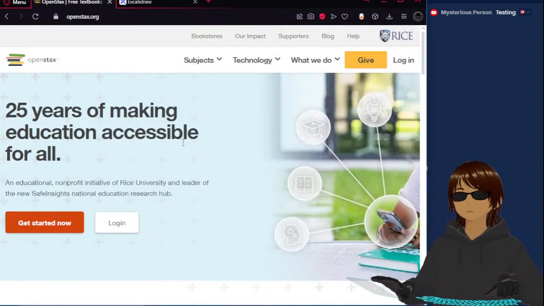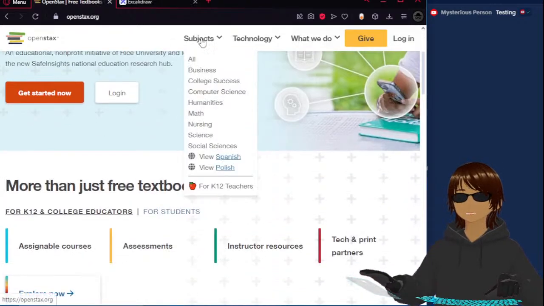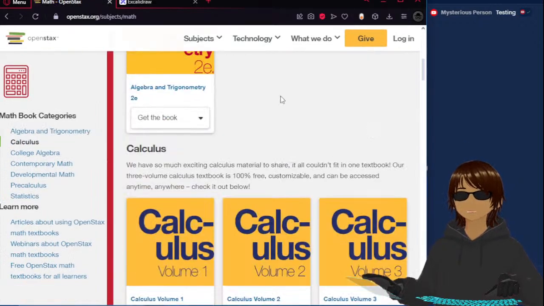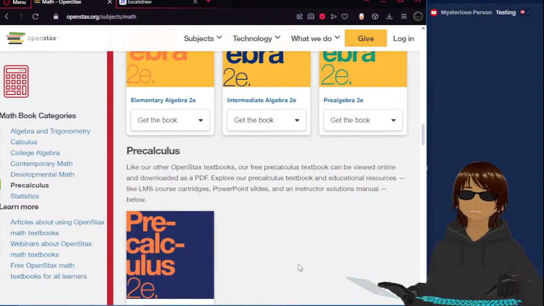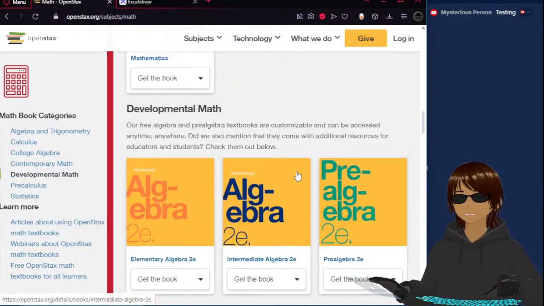Okay, so as the title suggests, I'm going to be studying calculus, and the resource I will be using is OpenStax. Basically, this is a free open resource, and they have a ton of books. You can see the subjects over here. I'm going to select maths, and they have various different maths topics. They're all at a university level, and they're all free.